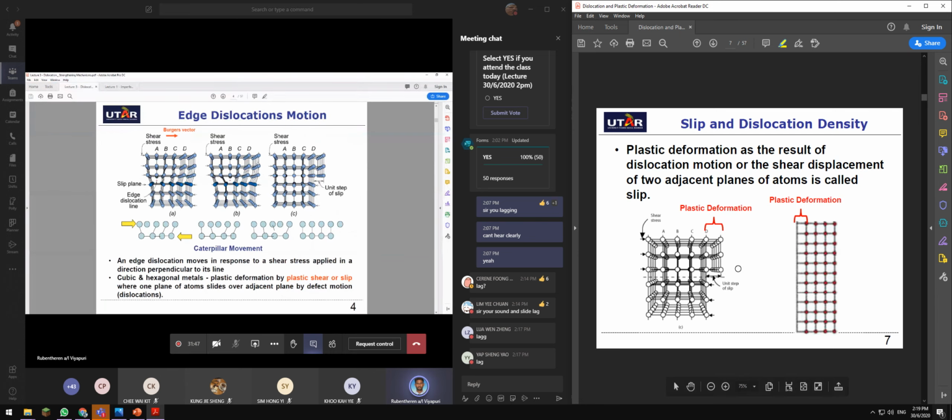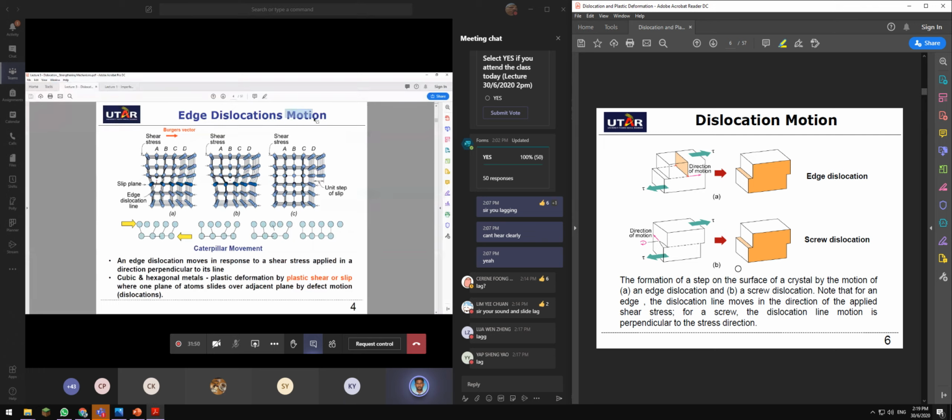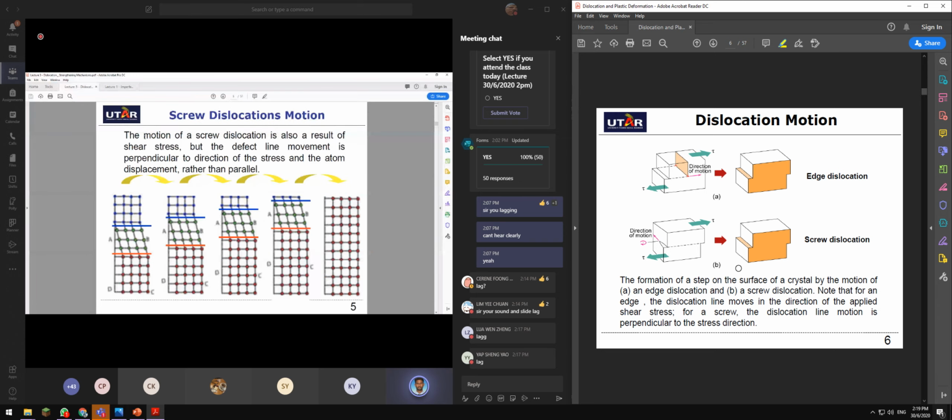For edge dislocation, the motion of the dislocation is parallel to the motion of the shear stress. If the shear stress is moving in this direction to the right, the motion of dislocation is also moving to the right, which is parallel. Imagine a caterpillar movement. For screw dislocation, the motion of dislocation is perpendicular to the motion of the shear force being exerted.